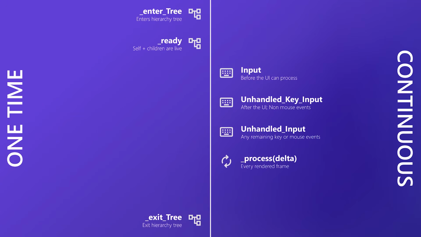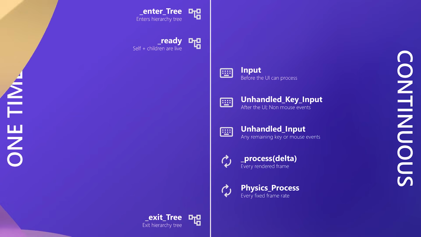So the rule of thumb is, use input if you need first dibs before the UI. Unhandled key input if you only care about the keyboard. And unhandled input if you want to safely grab everything else once the UI is done. Now the last group are frame update methods. Both take a delta time step to keep logic smooth across frame rates. Process runs every rendered frame, and this is really good for visuals, timers, or UI. Physics process runs at a fixed rate, synced with physics, so use it for your movement and your collisions.